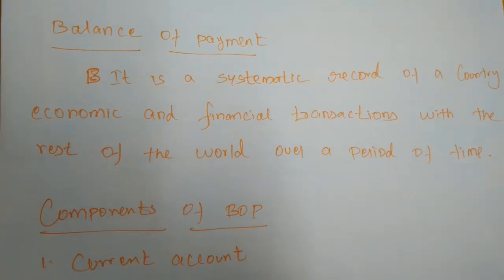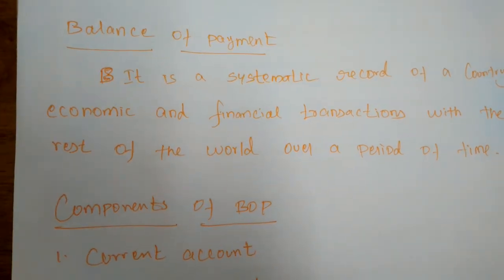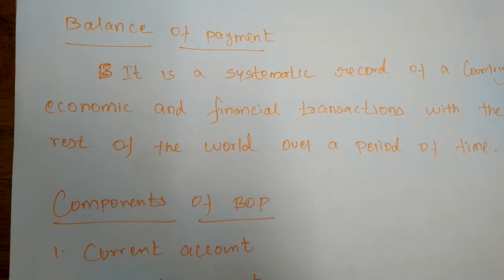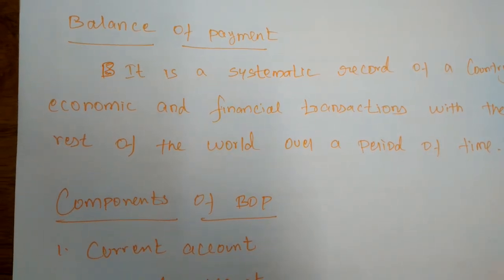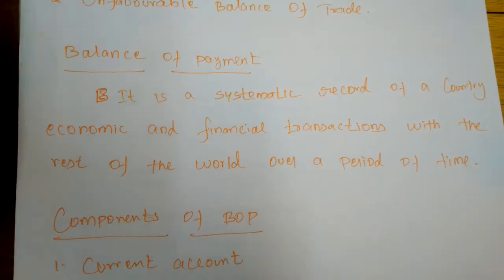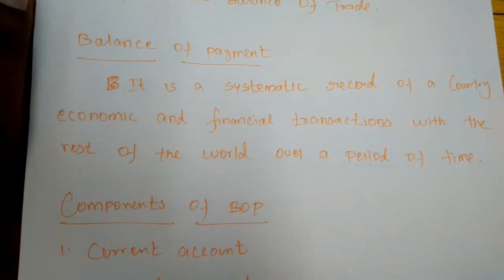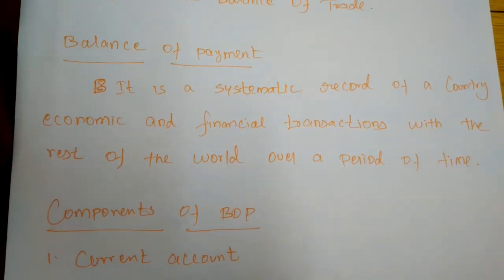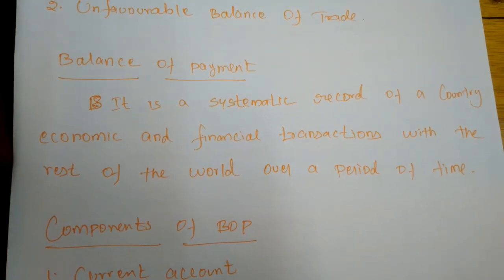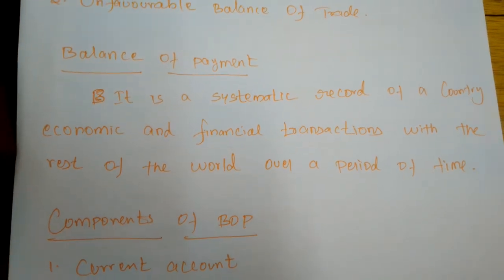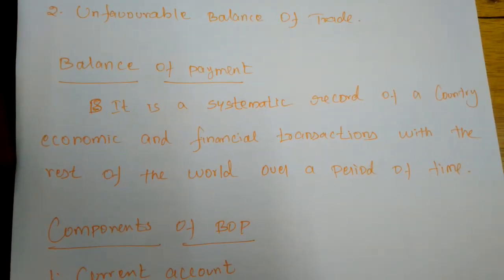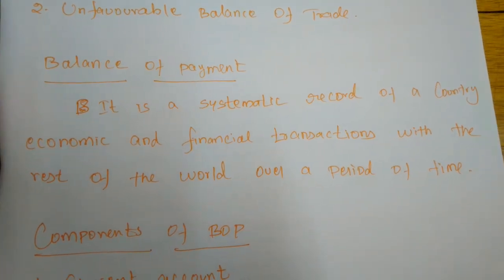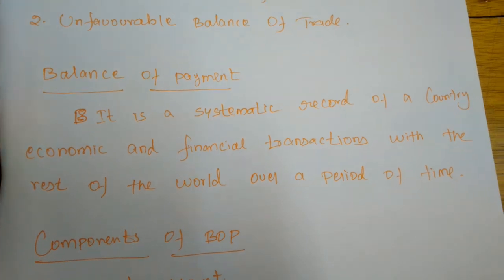Next, unfavorable balance of payment. When receipts are less than payments, the balance of payment is said to be unfavorable or adverse. So instead of receiving money from other countries, if you are continually paying for imports, it is called an unfavorable balance of payment. When we are continuously paying foreign currencies to foreigners, the economy will be affected. It is considered an unfavorable balance of payment.